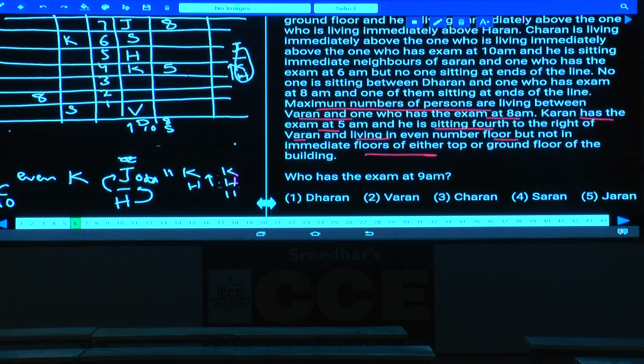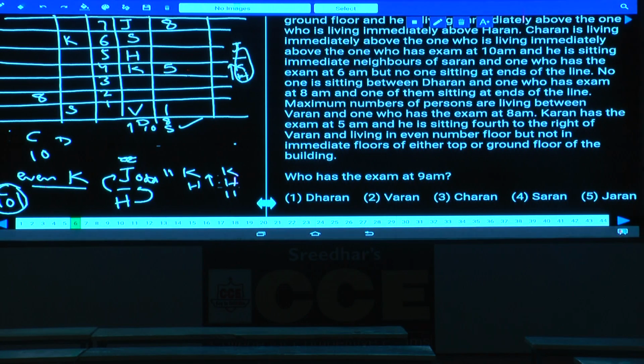Now, any information regarding C and D? D is immediately above the one who is, and S is immediately before 8 hours, we have taken. Now, D is immediately above 10 hours. As D is immediately above 10 hours, who can be the 10 hours? And C is immediately above 10 hours. And D is also above 10 hours, isn't it? As C as well as D, both these two persons are above 10 hours.